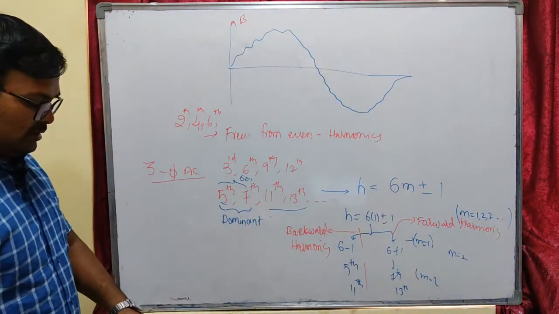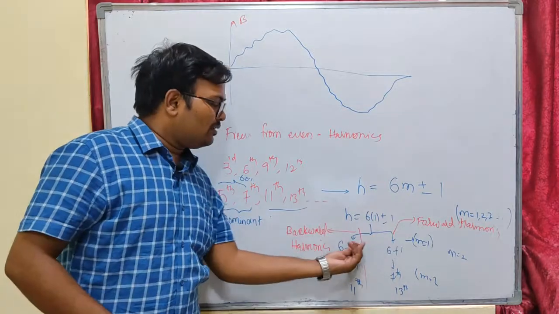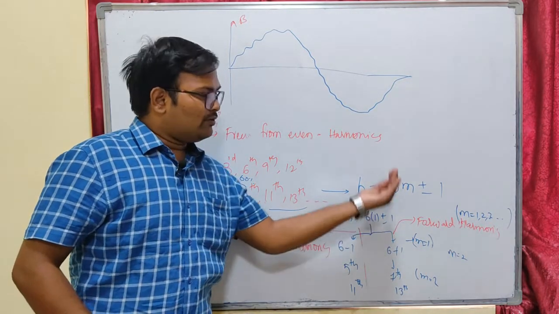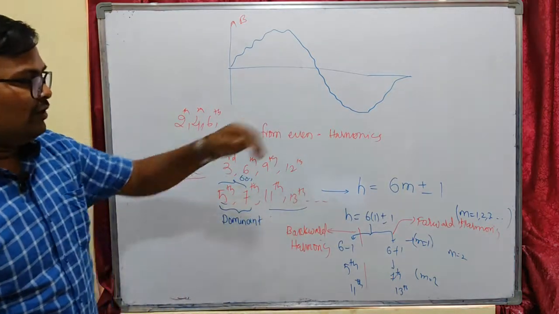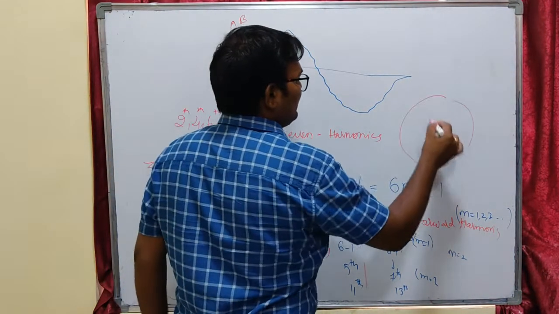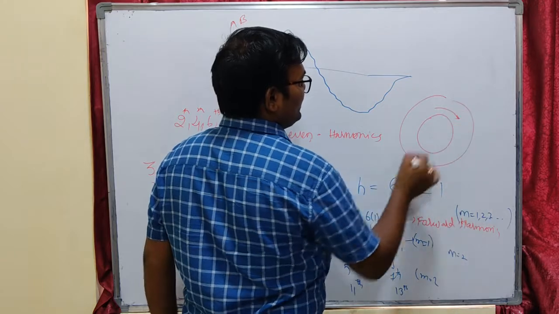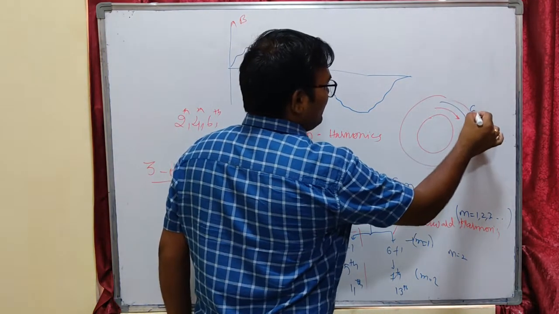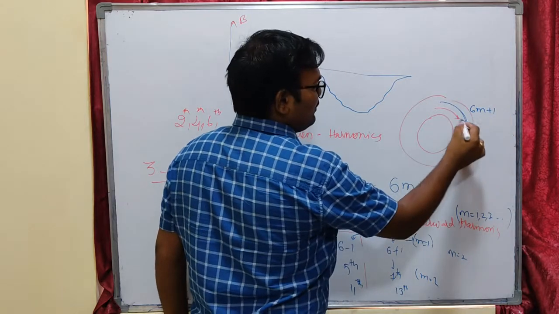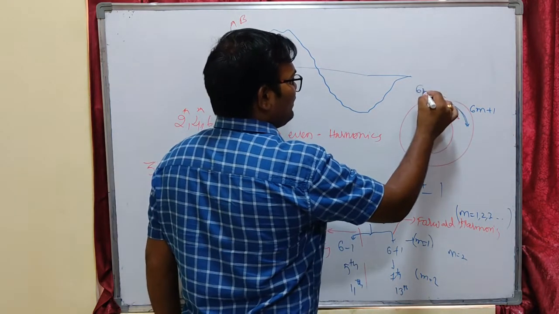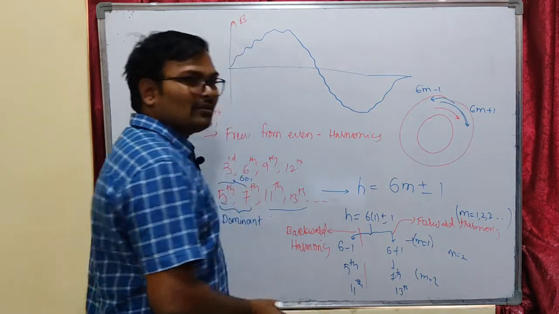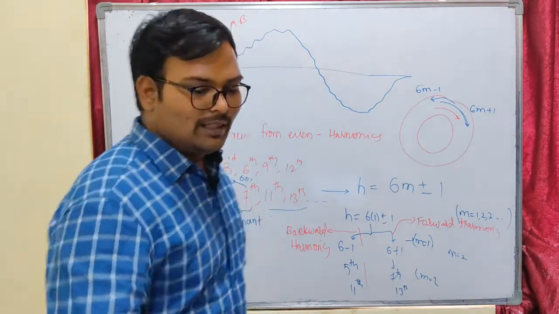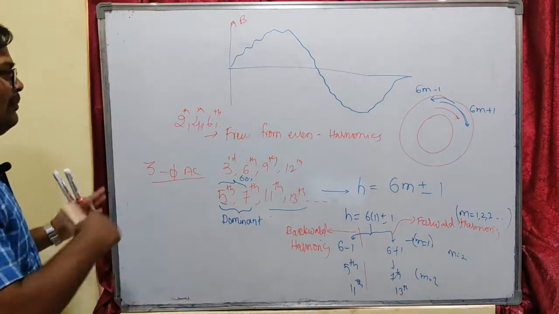Okay, this is about harmonics. 6m minus 1 harmonics will be backward harmonics, the direction is backward, or negative harmonics, and 6m plus 1 harmonics are forward harmonics, or they move forward. That means if the MMF wave in the air gap is rotating in this direction, this is my air gap MMF, then the 6m plus 1 direction will be the same direction as the MMF, but the 6m minus 1 direction will be opposite to the MMF wave. So this 6m plus 1 will add up to our rotor air gap MMF, but 6m minus 1 will be opposite to our rotor MMF.